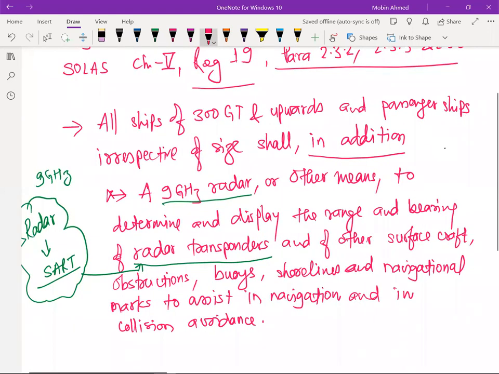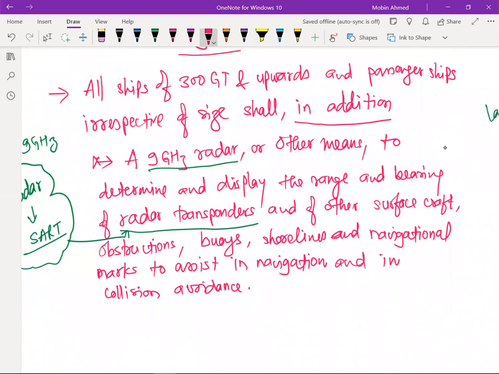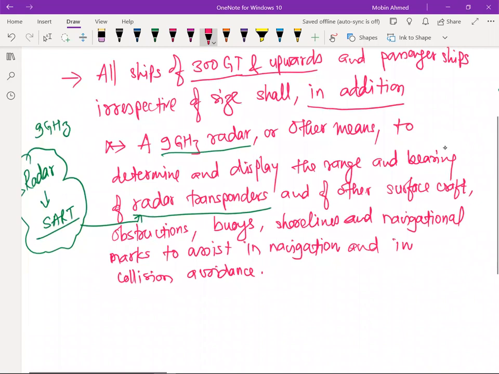Now this is a SOLAS regulation that says that all ships of 300 GT and upwards and all passenger ships irrespective of size shall have a 9 gigahertz radar which can detect the radar transponder, that is the SART, and other surface craft, obstructions, buoys, shorelines and navigation marks, to assist in navigation and in collision avoidance. So there is the mandatory requirement.